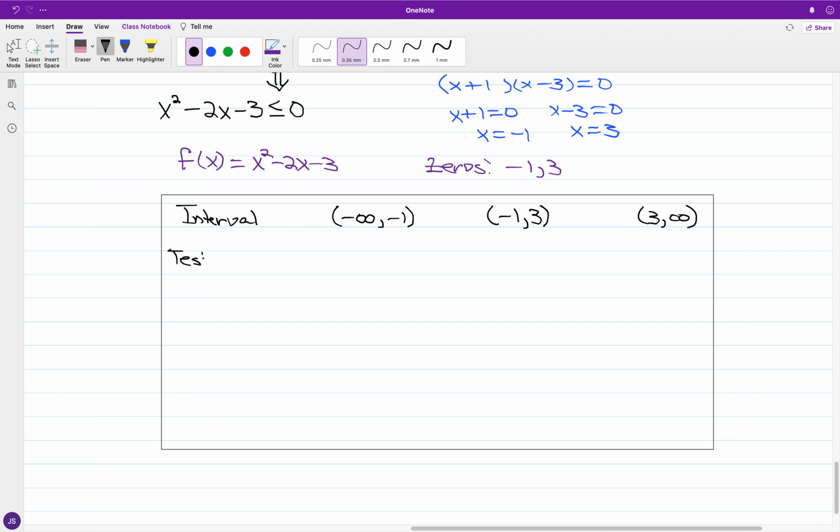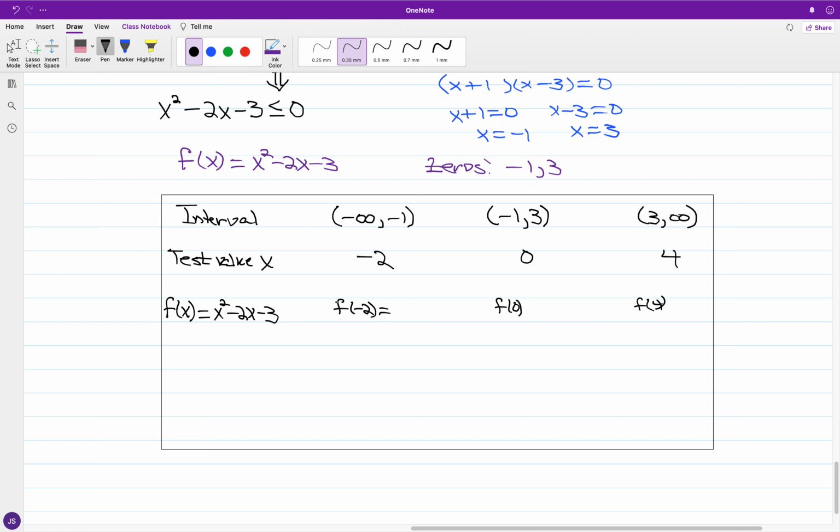Now for the test values of x: for anything less than negative 1, we can go with negative 2. Between negative 1 and 3, we can go with 0. Anything greater than 3, we'll just go with 4. And for f of x equal to x squared minus 2x minus 3, we're looking at f of negative 2, f of 0, as well as f of 4.